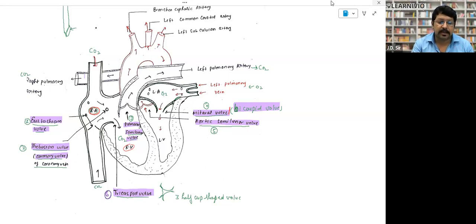Bicuspid has been asked, Eustachian has been asked, Thebesian has been asked. These three valves have been asked already. Right. Is that clear? All valves clear to all of you? Rabia, Aisha? Yeah. Fia, clear?